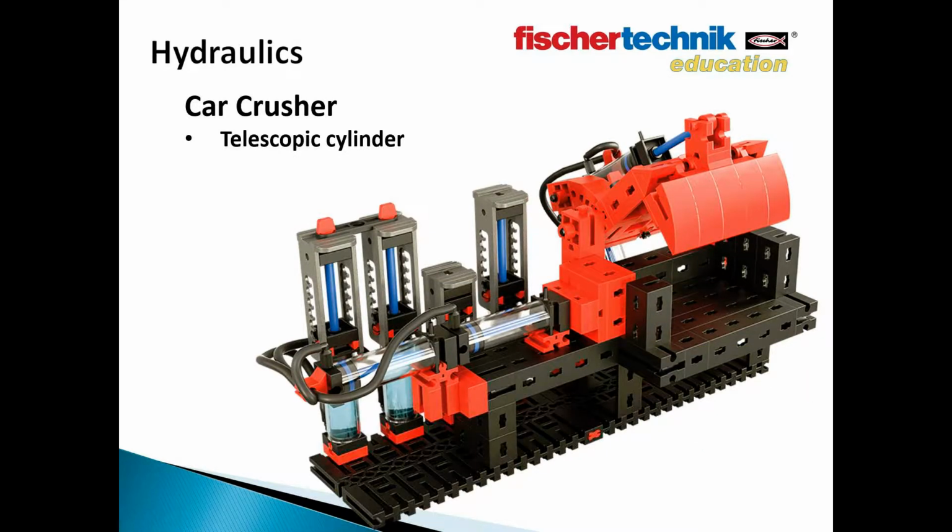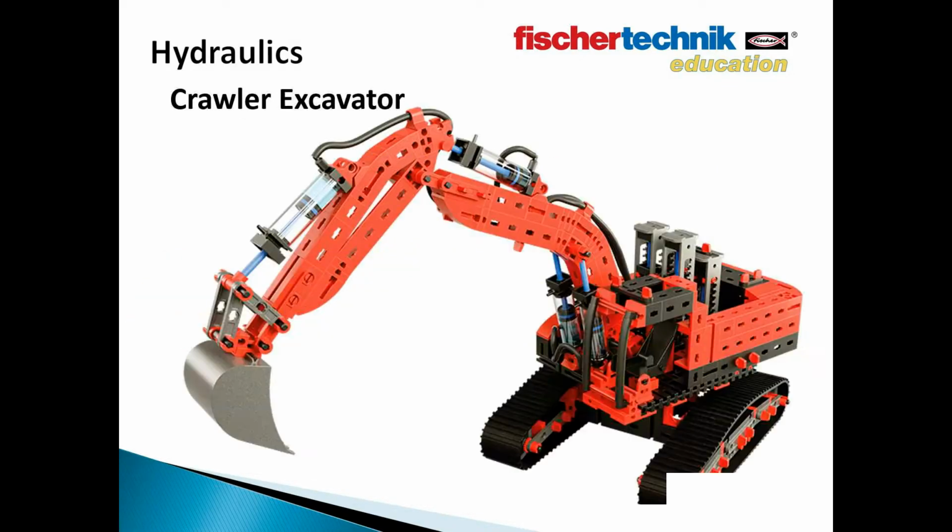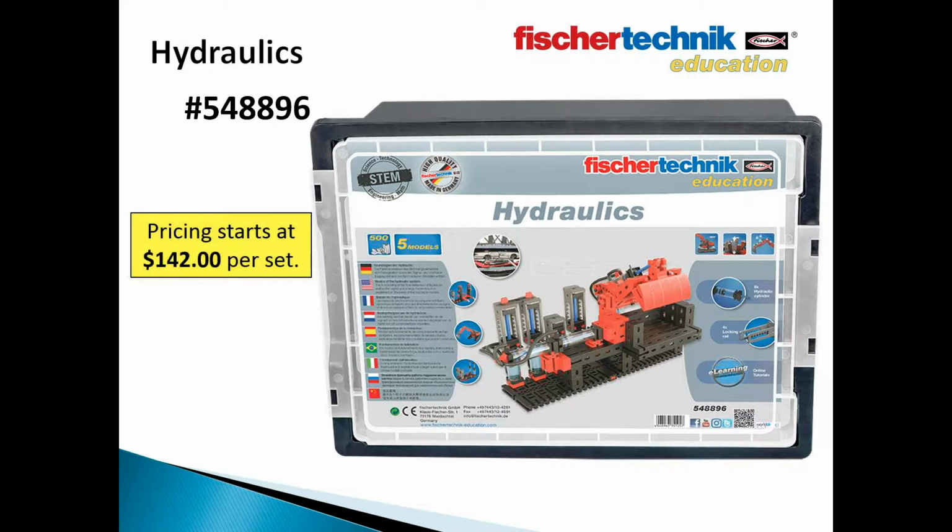The next model of a scrap baling press or a car crusher shows an example of how a telescopic cylinder can be used to overcome a distance greater than the length of a standard cylinder. Here, the telescopic cylinder is simulated by linking two cylinders together. Students then build two additional models for further demonstrations of hydraulics in action, a snowplow and a crawler excavator. And that's a look at the fischertechnik hydraulics set.